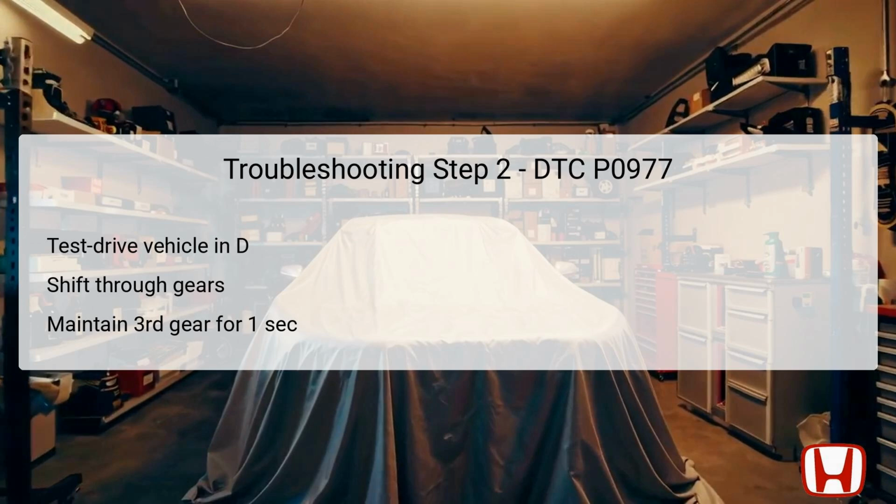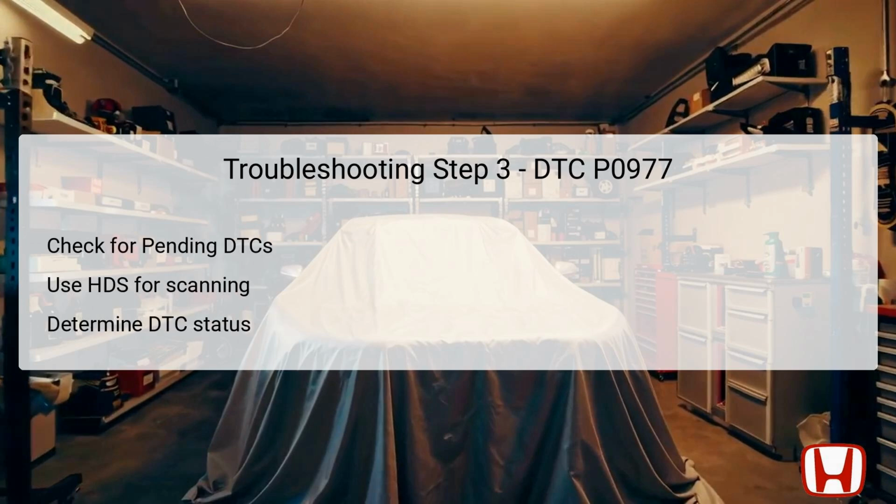During the test, maintain the vehicle in 3rd gear for at least 1 second, which is essential for the HDS to capture relevant data regarding the solenoid's performance during that duration. The information gathered during this test drive will be used to determine the next step in troubleshooting. The next step involves checking for any pending or confirmed DTCs using the HDS. This diagnostic tool allows you to scan the vehicle for error codes that may still be present after the initial test drive. You must determine whether DTC P0977 appears in the results.